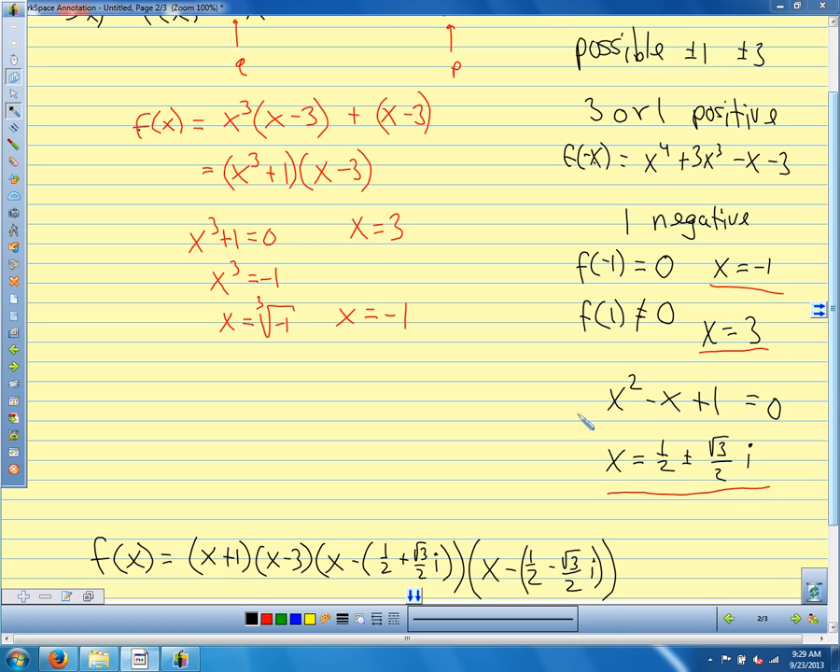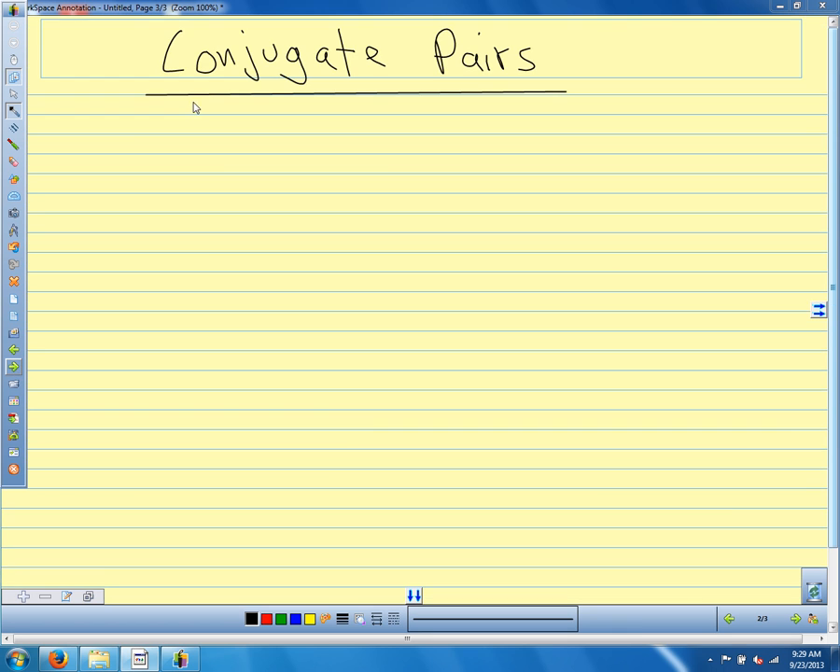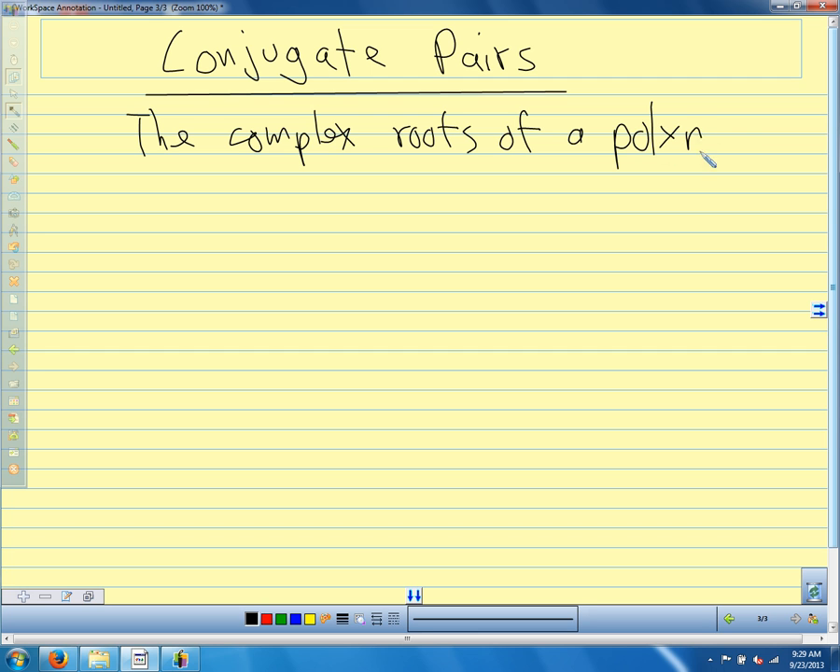That always happens. Always. The complex roots of a polynomial always occur in conjugate pairs.